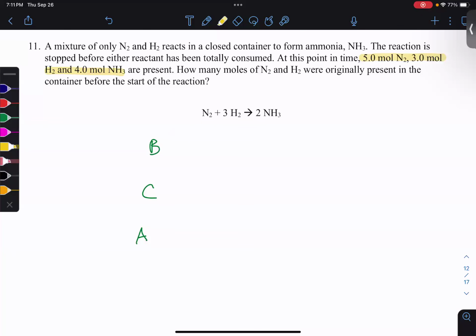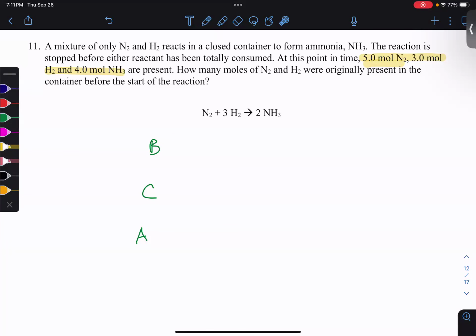So here I say we have a mixture of only nitrogen and hydrogen in a closed container. The reaction starts to form ammonia, but then it stops. At that point, there is 5 moles of nitrogen, 3 moles of hydrogen, and 4 moles of ammonia. How many moles of nitrogen and hydrogen were originally present?